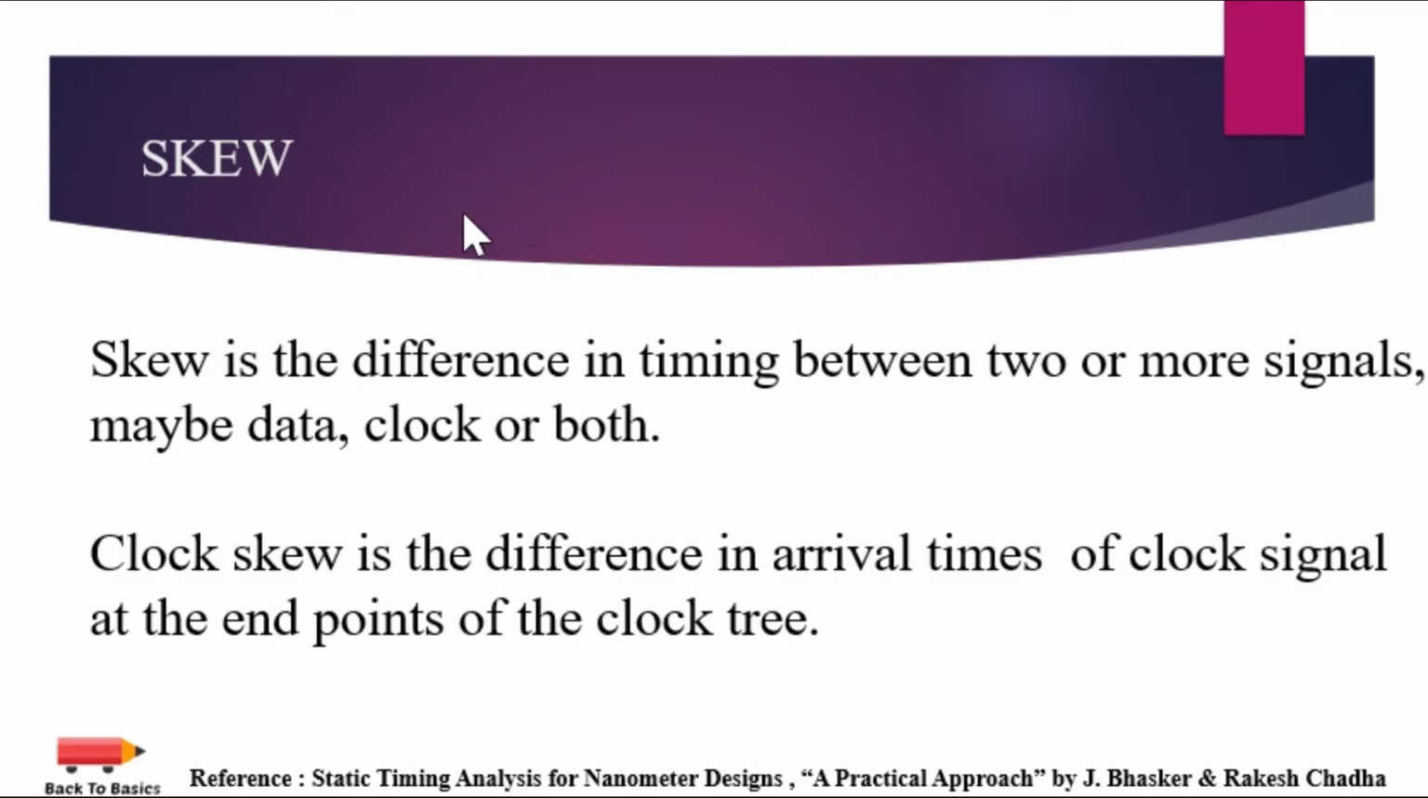Now we will see what is skew. So skew is nothing but the difference in timing between two or more signals. These signals could be anything, either data, clock, or both. Mainly we are concerned about clock skew, so we will see what is clock skew. So clock skew is basically the difference in arrival time of clock signal at the endpoints of clock tree.